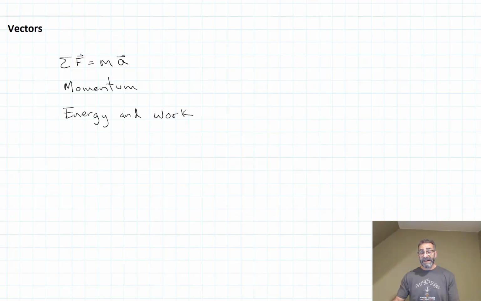Let's take a look at how vector quantities affect energy and work. Well, energy is a scalar. If something has a certain amount of kinetic energy, it doesn't matter what direction it's moving. We're squaring the magnitude of the velocity. There's no direction associated with this.